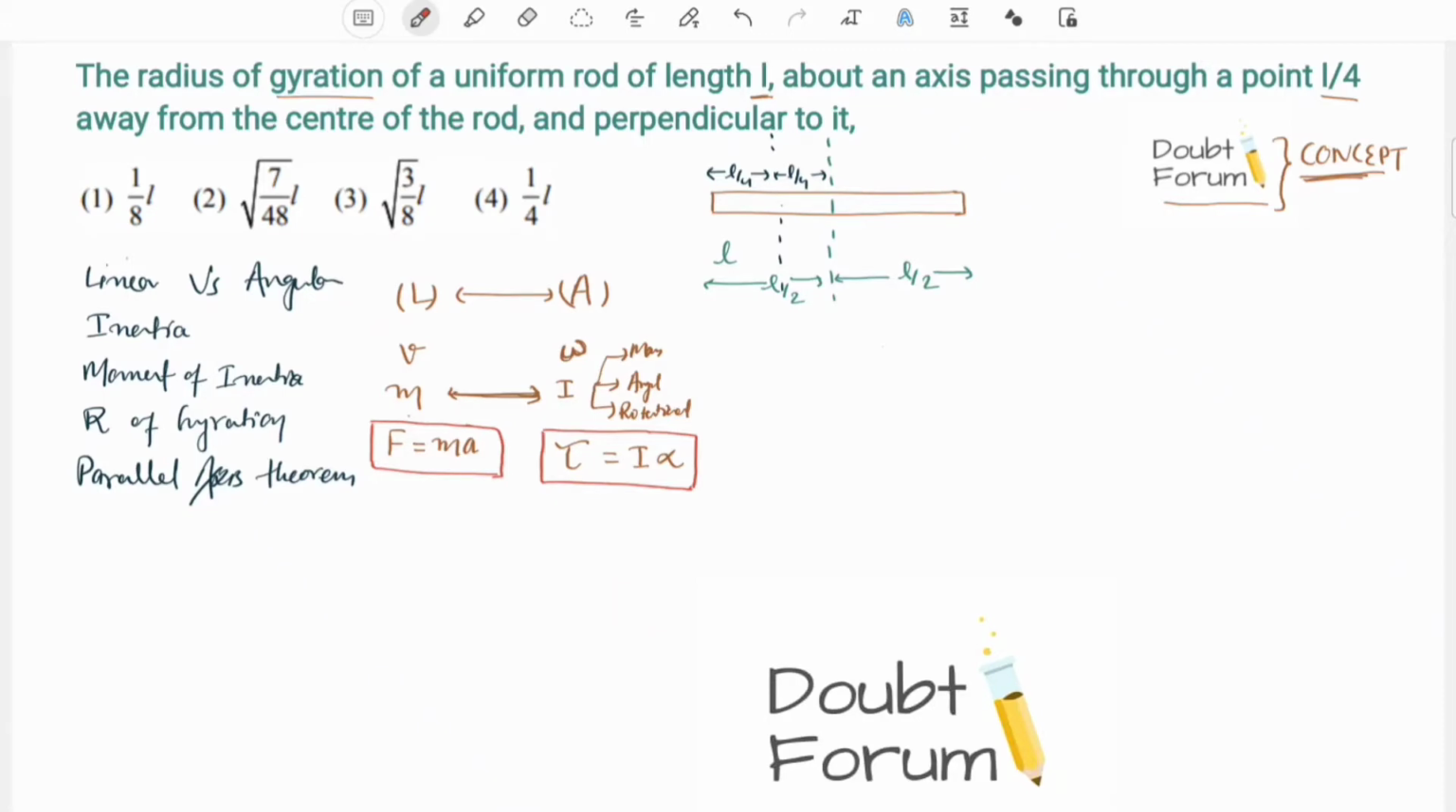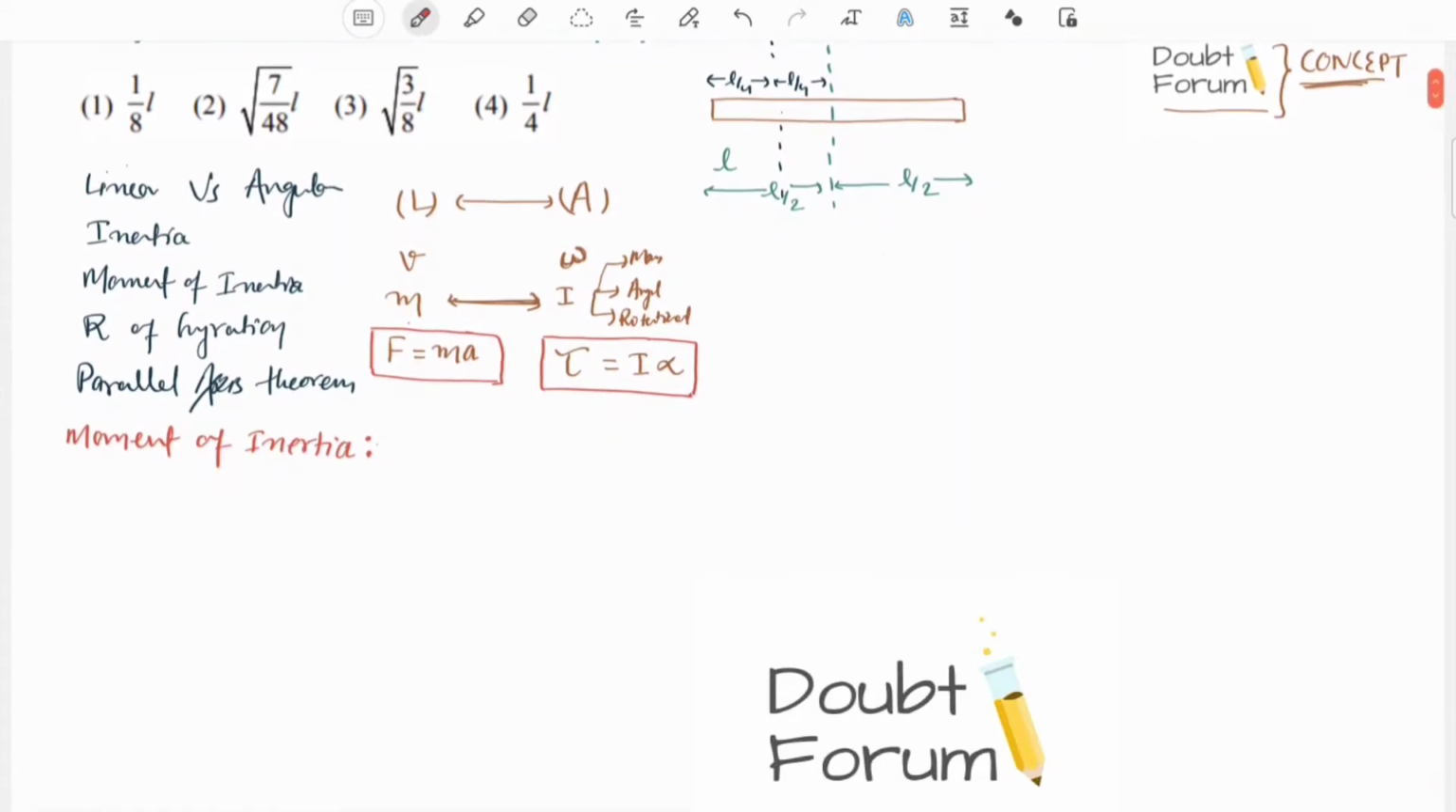So now let us move on to moment of inertia, the most important concept for this question and for today. How is it defined? We know the moment of any physical quantity is that physical quantity multiplied by its distance from the axis. So for mass, the first moment is mass times distance. Moment of inertia in physics by definition is the second moment of mass.